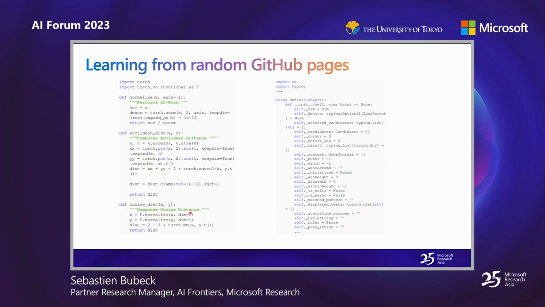On the other hand, you also have a smaller fraction on GitHub, which looks like this. Now that looks much nicer, right? This is a bunch of functions that are self-contained. You see here the person is defining normalization, defining the Euclidean distance, defining the cosine distance. This person is even nice enough to have comments. There is a docstring here that explains this normalization, it performs the L2 norm, etc.